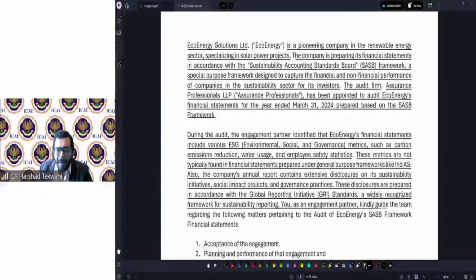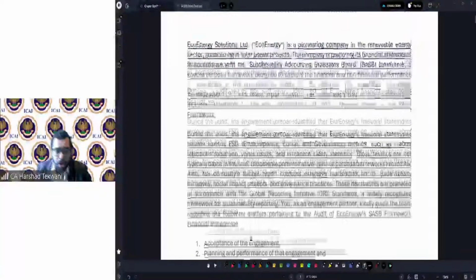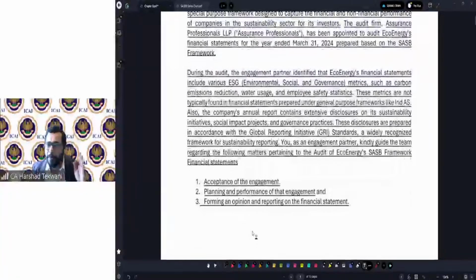You as an engagement partner kindly guide them regarding the following matters pertaining to the audit of Eco Energy's SASB framework financial statements. Number one, acceptance of the engagement. Second, planning and performance of the engagement. Third, the format of the opinion. So first of all, you tell me which SA will be applicable here. And what are the things you will take care of when it comes to the acceptance of the engagement?